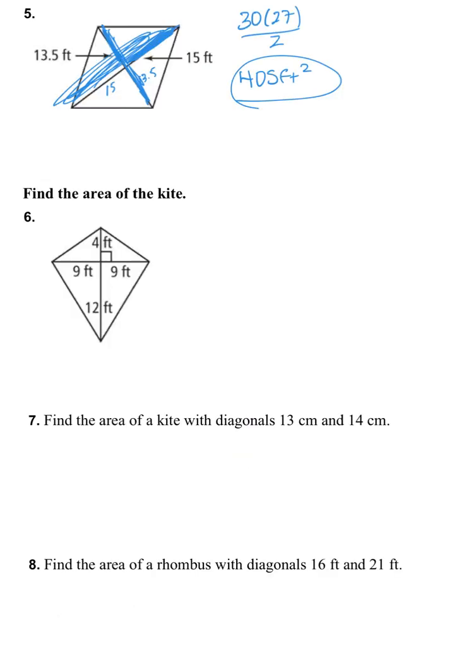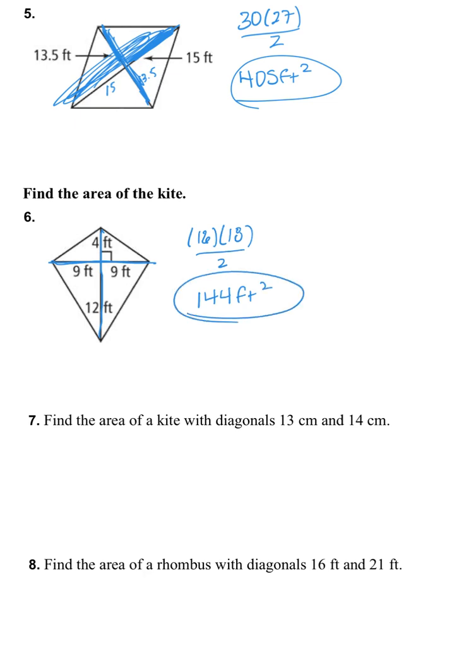Okay, we're going to look at a kite next. The kite and the rhombus are the same, so the first thing I'm going to do is take this whole diagonal, which is 12 plus 4, which is 16. And then this whole diagonal here, 9 plus 9 is 18, and then divide by 2. So 16 times 18 is 288. Divide that by 2, and we get 144 feet squared.